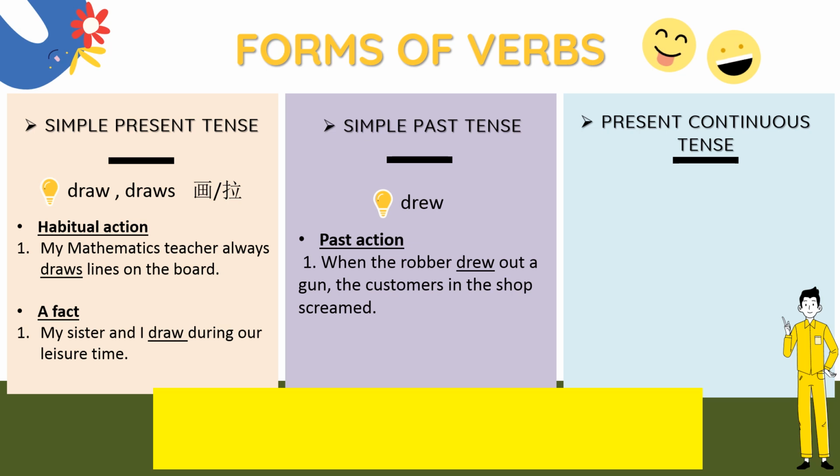Last one, present continuous tense. So present continuous tense, as we know, this is what we call action happening now. It's M-R-ING, now. So that's the word. Is Mr. drawing? Is Mr. drawing?